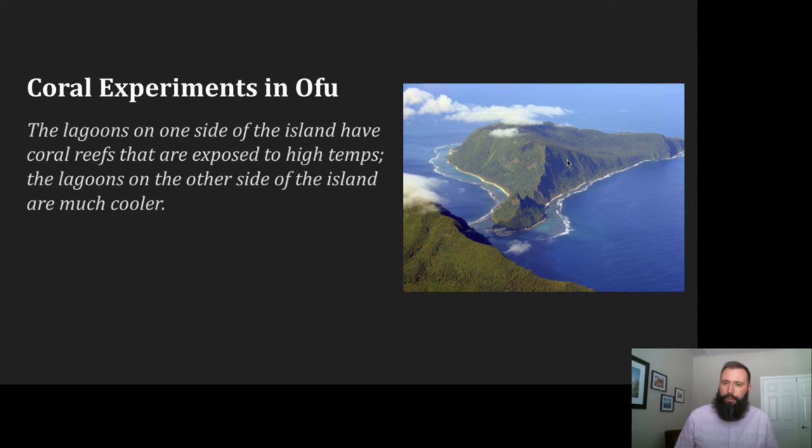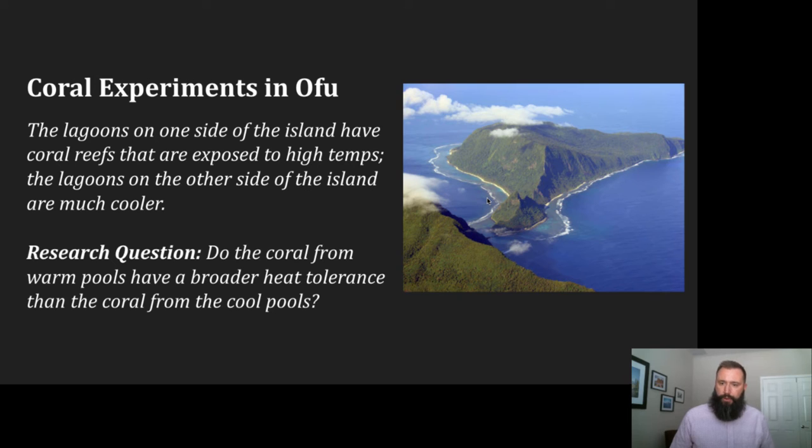What's interesting about Ofu is that the lagoons on one side of the island have different temperatures than the lagoons on the other side. And so think about it. We've got a warmer side, we've got a cooler side. We'll be able to put some coral from each of those sides, and maybe we can perform a heat stress process to it to see if it does in fact bleach.